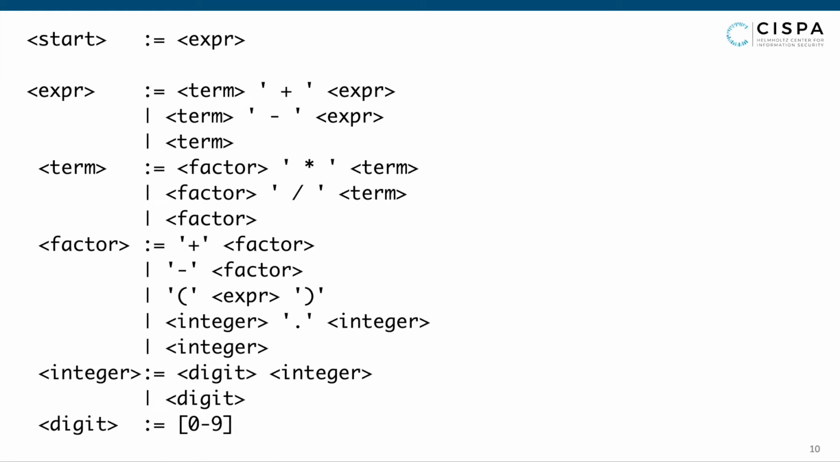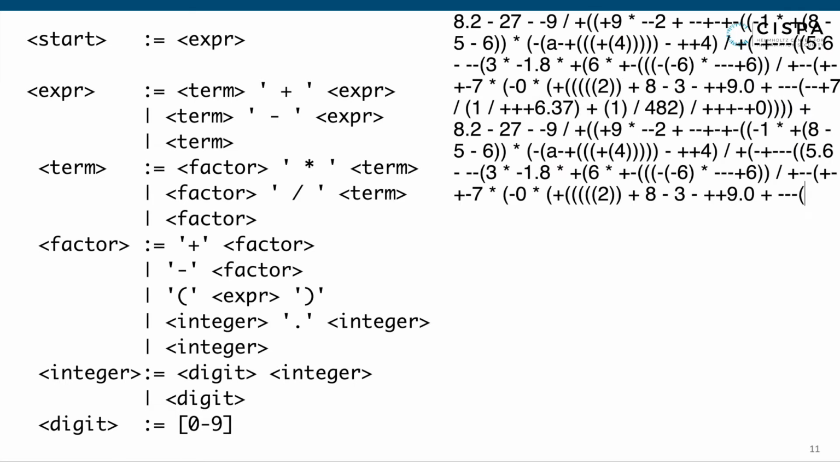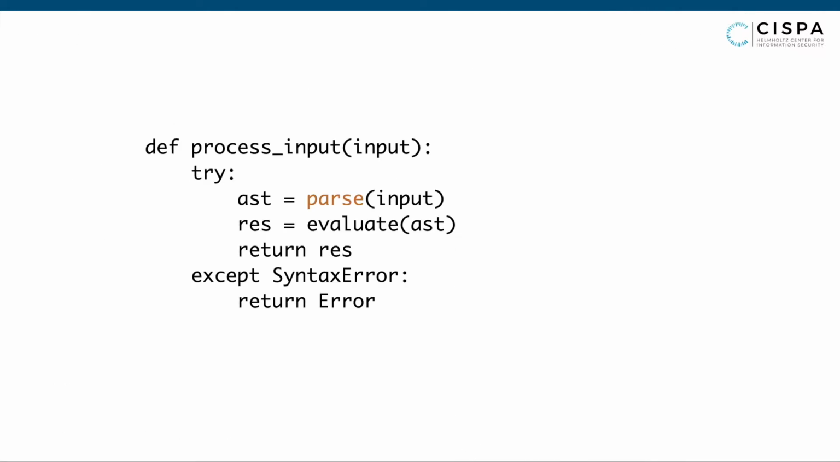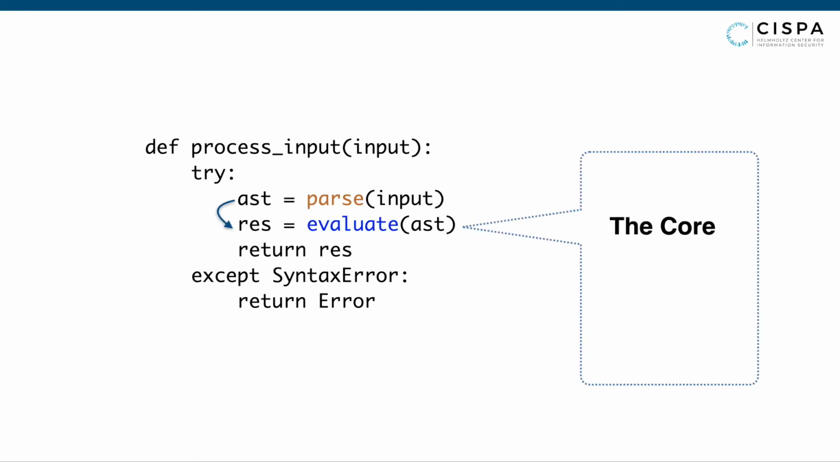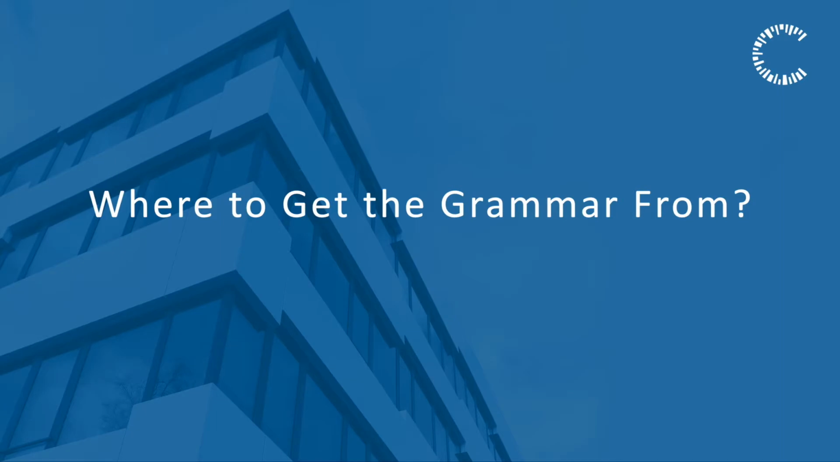So here is the arithmetic expression grammar that describes the arithmetic expression language. Using such a grammar, one can generate inputs that conform to the grammar, which when fed into the program successfully passes the parser and hence reaches the core. Given that grammar fuzzing is such a useful technique, the question then is, where do we get the grammar from?